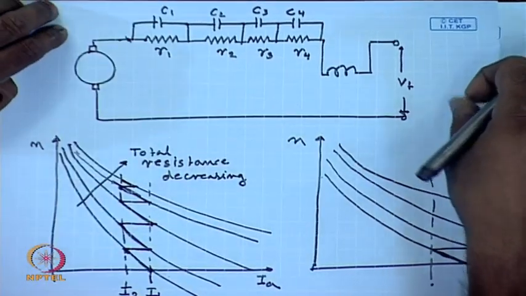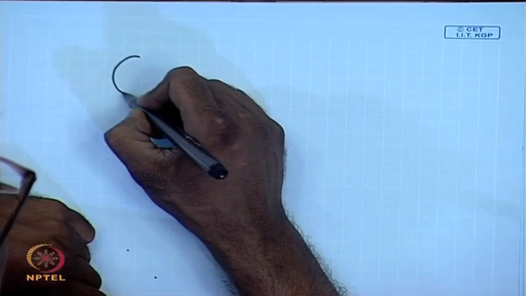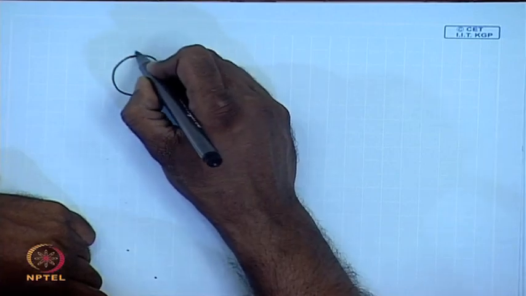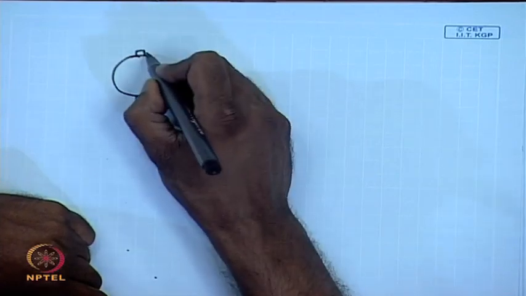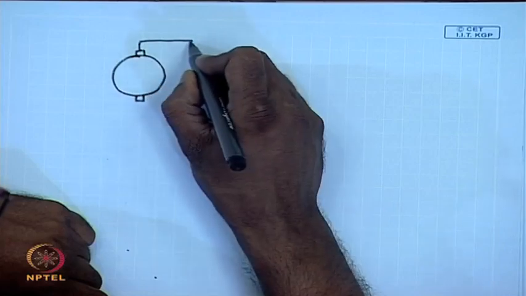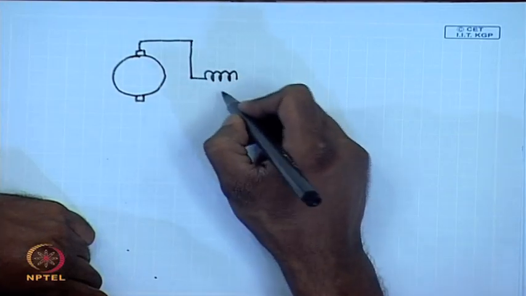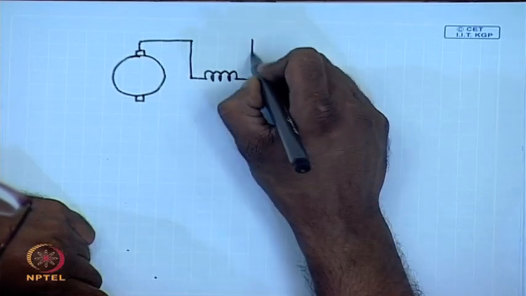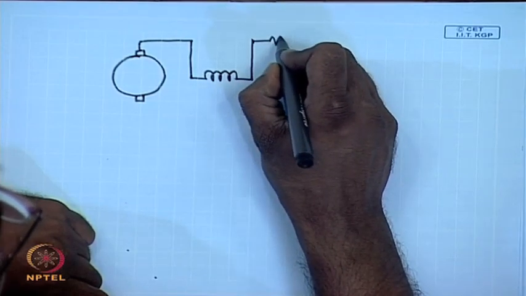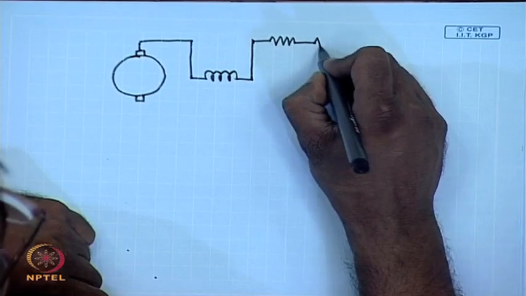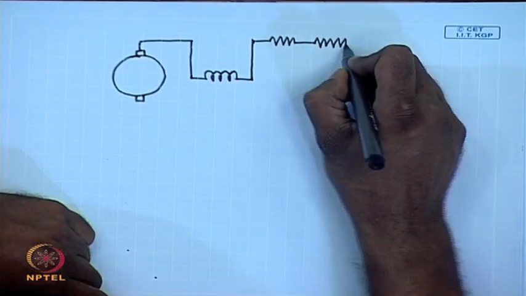How do we calculate these resistances then in case of a DC series motor? For that, just define certain values. This is the field winding. These are several resistances.